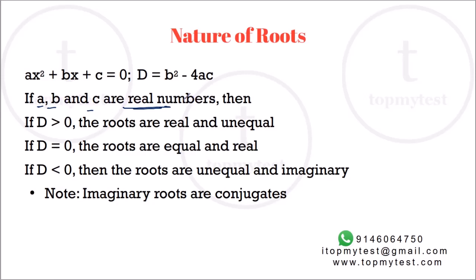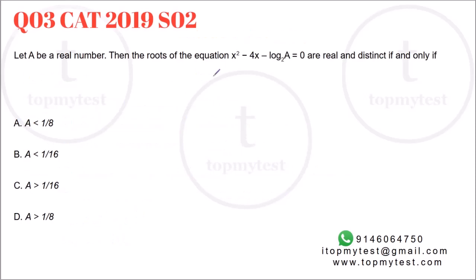So only for real numbers, when a, b, and c are real numbers, if the discriminant is positive, roots are real and unequal. If discriminant is 0, roots are equal and real. If discriminant is less than 0, then roots are unequal and imaginary. Imaginary roots are conjugate. So if one of the roots is a plus ib, the other root will be a minus ib. Right. Now, using this, we can solve the remaining 3 questions.